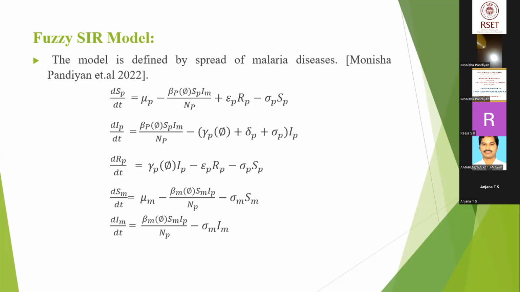So sigma P is the natural death rate of people, and sigma M is the natural death rate of mosquitoes. Beta P is the transmission rate of people, and beta M is the transmission rate of mosquitoes. Epsilon P is the loss of immunity rate in people. Gamma P is the recovery rate of people. Delta P is the disease-induced death rate of people from malaria.